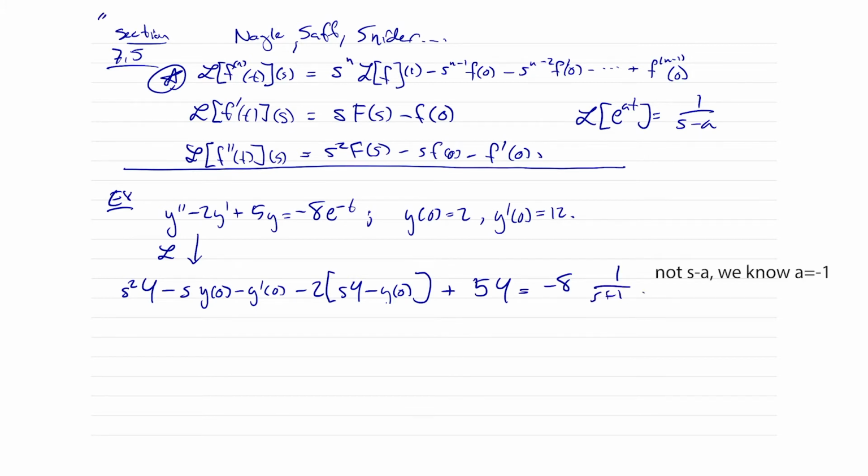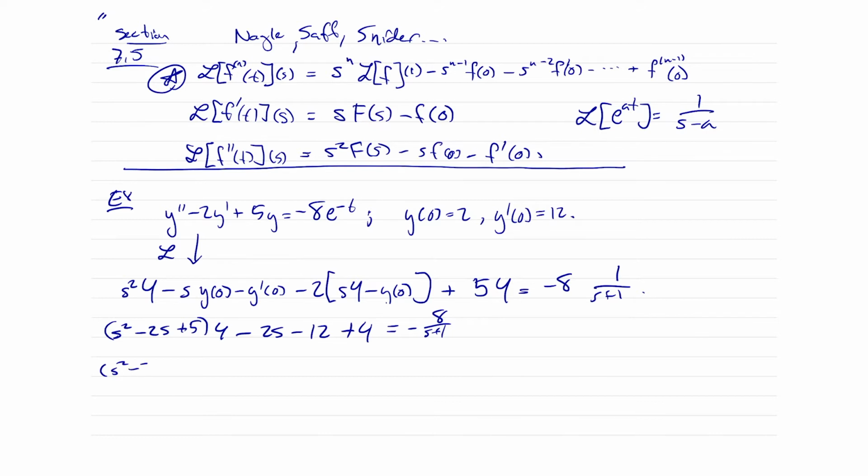All right, so I'm going to factor out s squared minus 2s plus 5 from all these Y of s's. Then I'm going to insert y of 0 into here. So I get minus 2s, and I get minus 12, then I get minus 2 times y of 0, and so that is going to be plus 4. It's equal to minus 8 over s plus 1. So then I get s squared minus 2s plus 5 times big Y is equal to 2s plus 8, and then we have minus 8 over s plus 1.